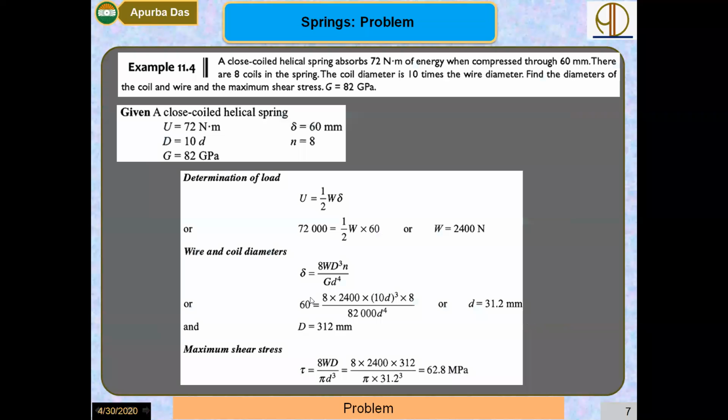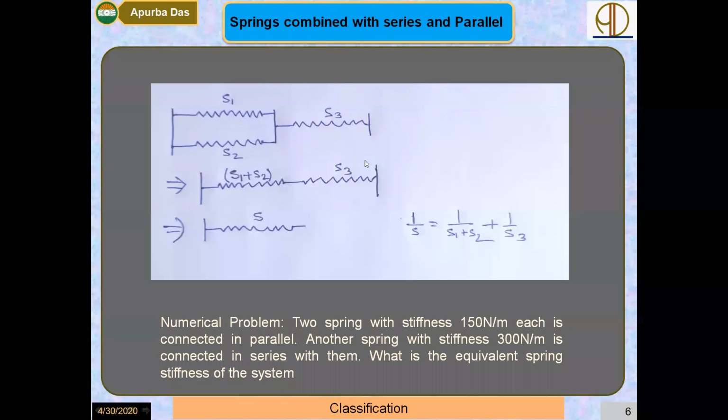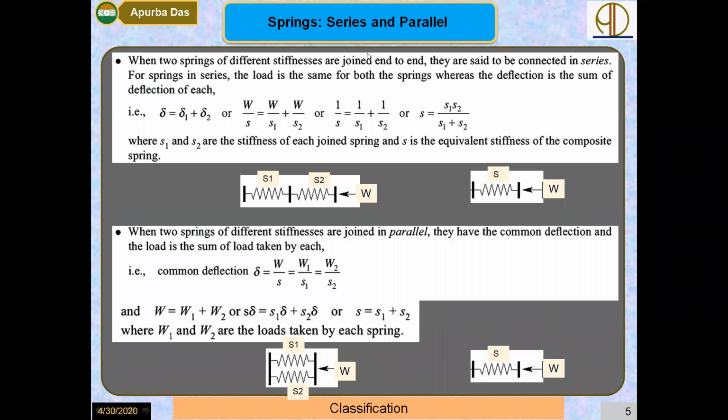Now I'm going to explain some problem. Yes, Mijan, you want to say something? You have raised your hand. Mijan? No, right? Okay. Maybe mistakenly he has raised his hand.